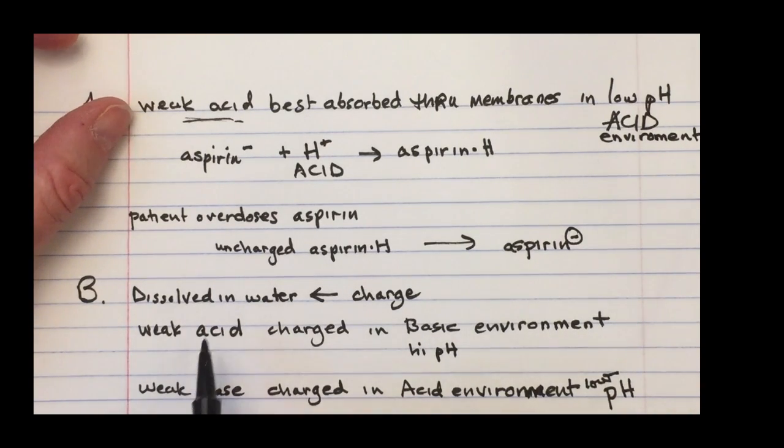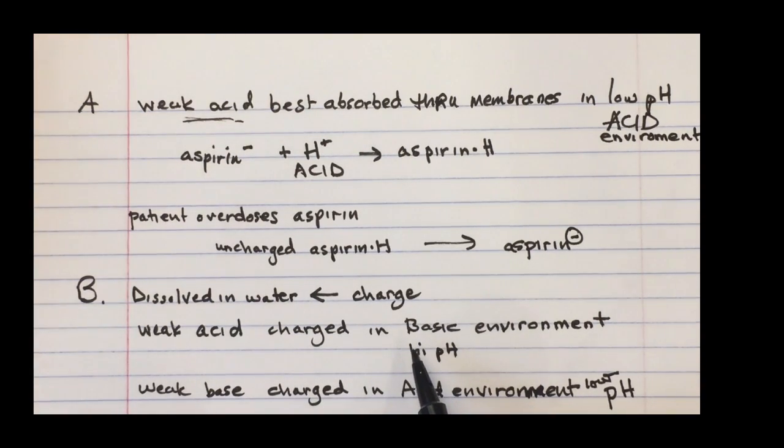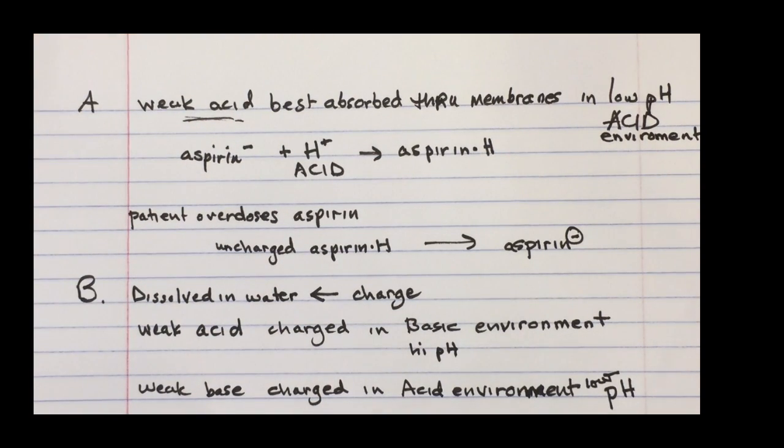So if you have a weak acid and you want to dissolve it in some water so you can put it in a syringe and put it into somebody's IV, then you're going to want the pH to be a little bit higher in order to get it to dissolve. You can make the pH higher using something like sodium bicarbonate. A weak base, if you want that to dissolve in water, you could make it a little bit more acidic. So you could add some sort of acid to it.